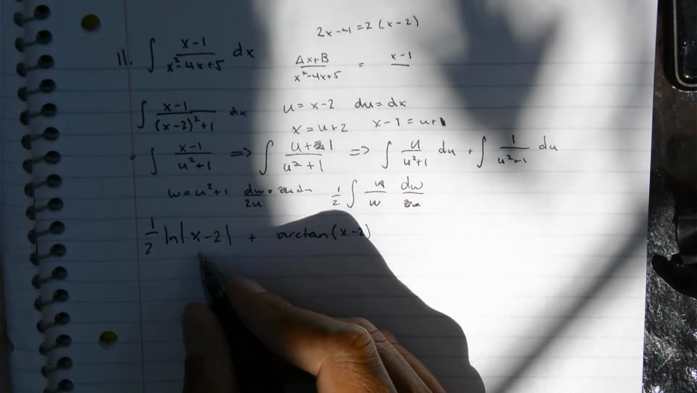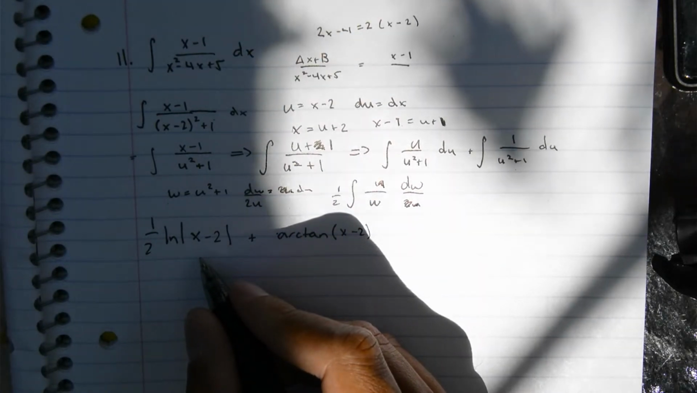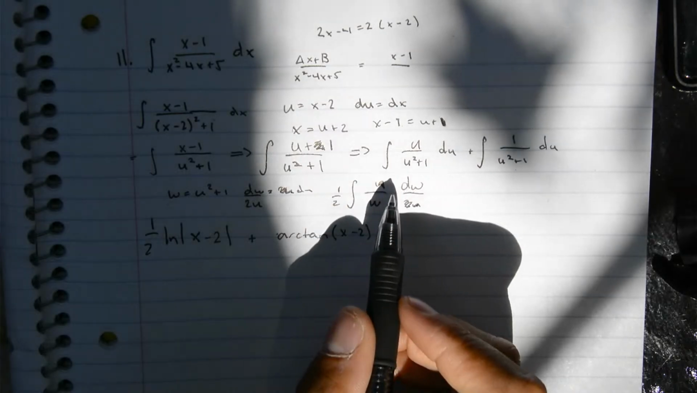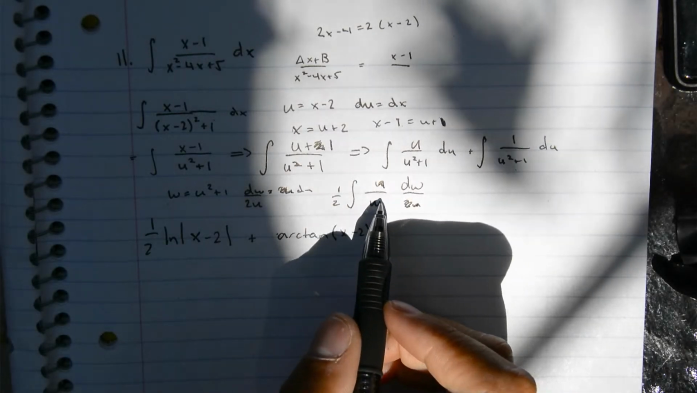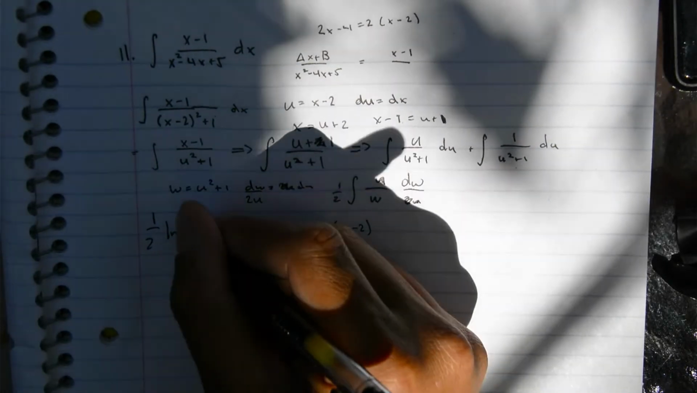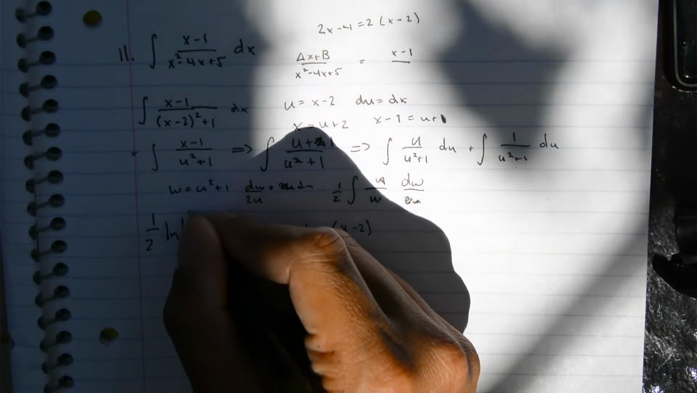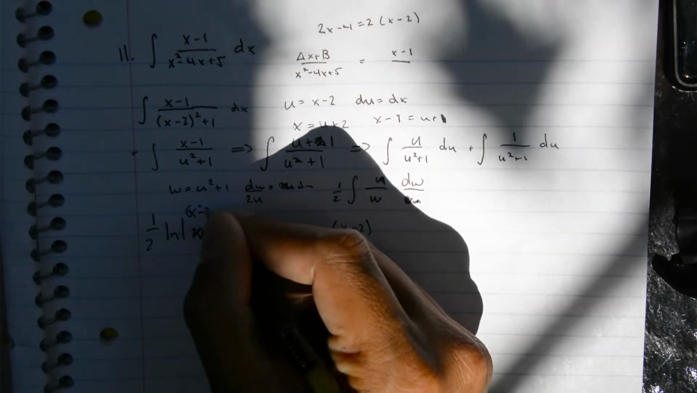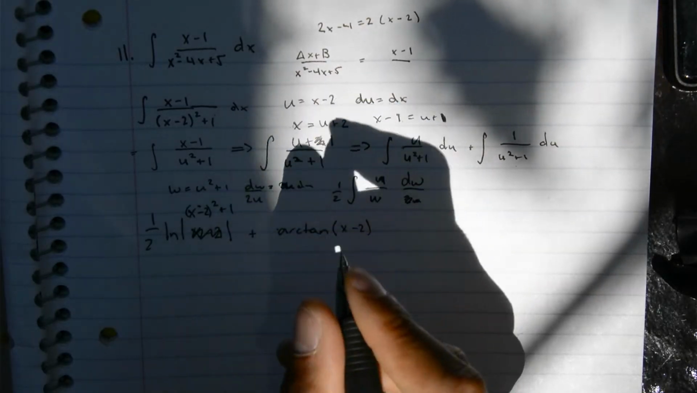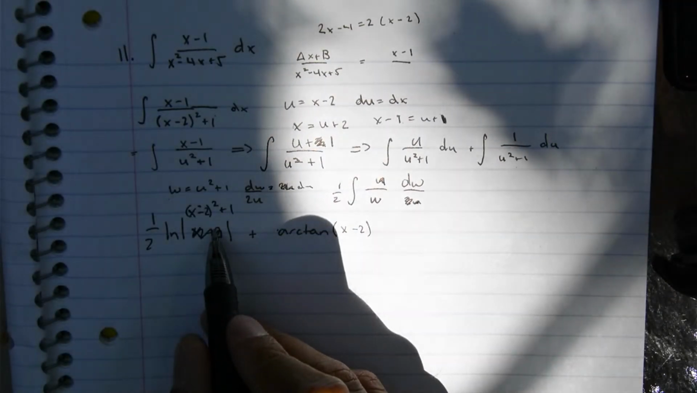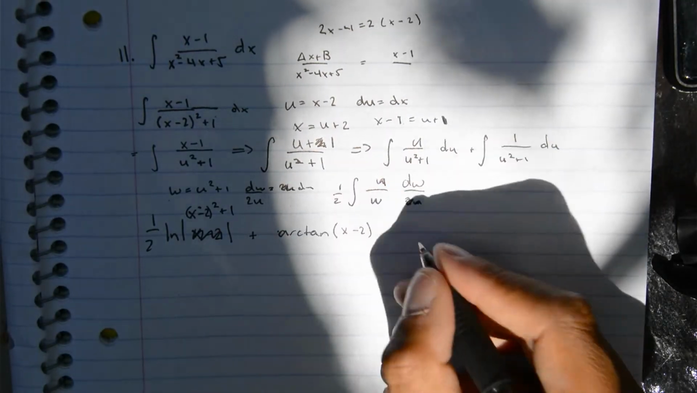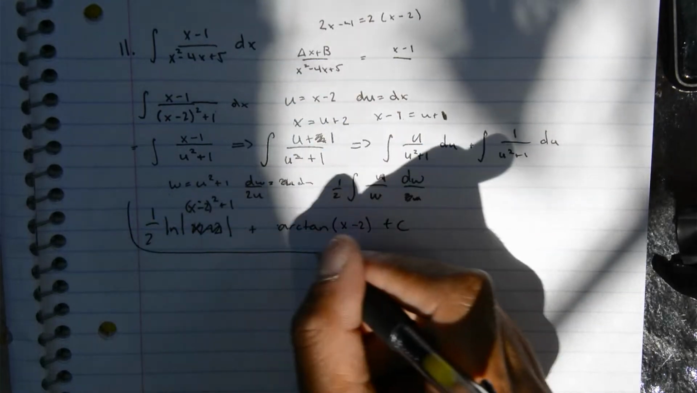Wait, this is not right. This is 1/2 ln w. W is u squared plus 1. So this is going to be x minus 2 squared plus 1 in there. But then this is right. Okay, so this thing is right.